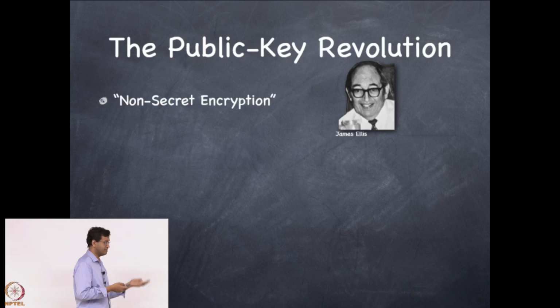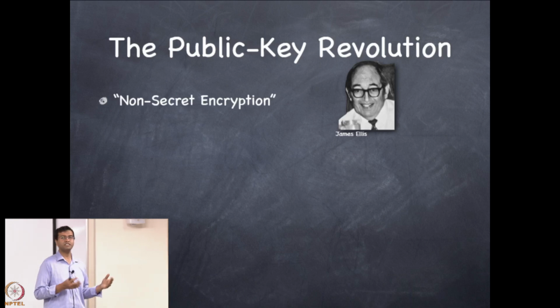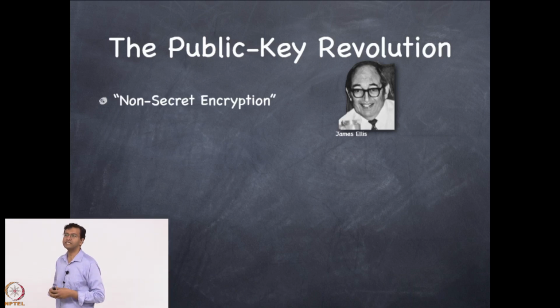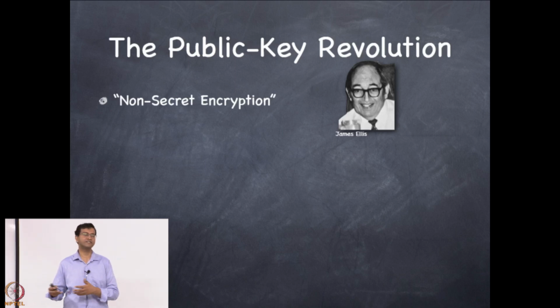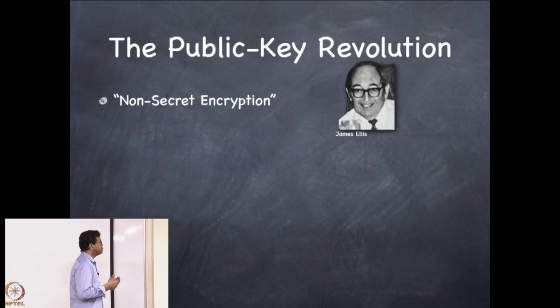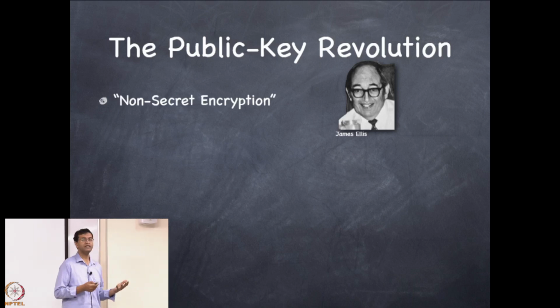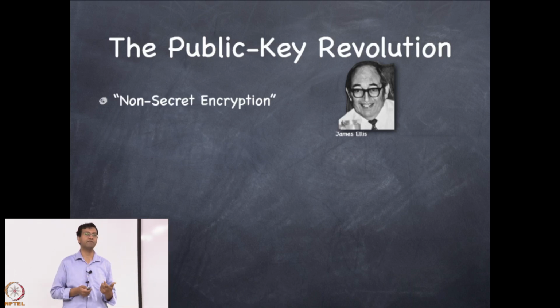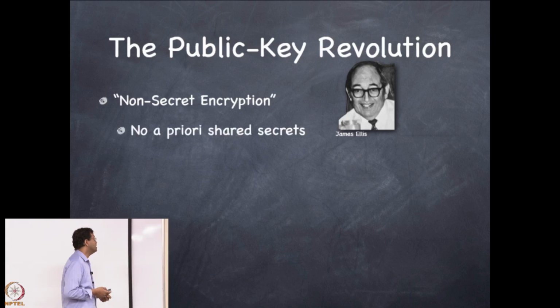And among other people probably, there's someone called James Ellis. You wouldn't have heard of him. In fact, most of the people wouldn't have heard of him. Just some scientist at this place called GCHQ. It's a British intelligence agency, the Government Communications Headquarters. And he had this idea that maybe you could do something where you don't need to share a secret ahead of time. But he didn't know how to do it.